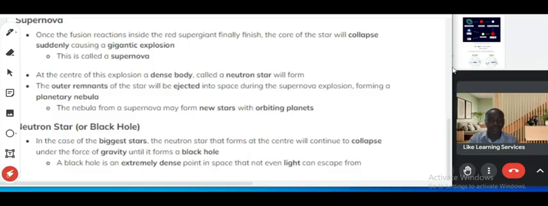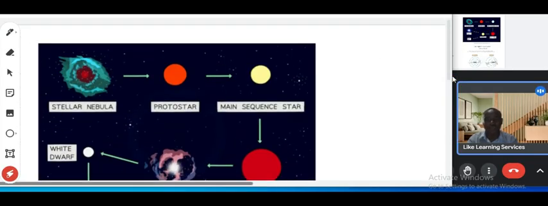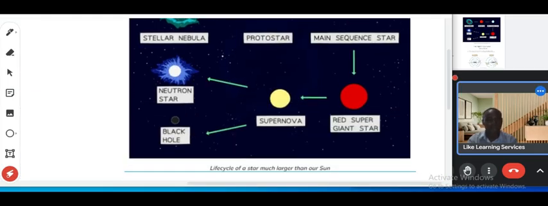Yes, sir. Good. That leftover, after some parts have been poured into space, whatever is remaining will be crushed together so much by a force of gravity that even light cannot escape from it. The force of gravity is so much that anything that comes across it will be pulled together to the center. So even light cannot escape, not to talk of any other object.